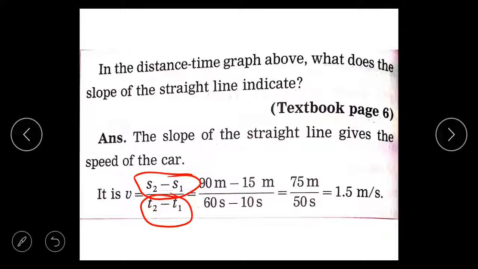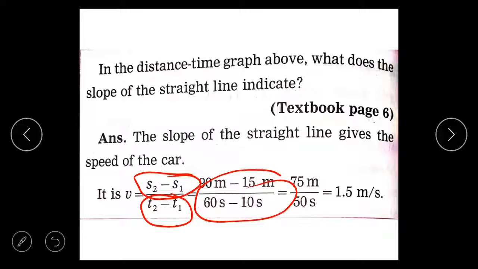Here s is denoted for displacement or distance, in general displacement. In mathematics we use x and y coordinates, but in this science concept we are using s2, s1 and t2, t1. So what will we find if we put the values? Now here he has taken some different points in this example. So he has taken 90 meter and 15 seconds.